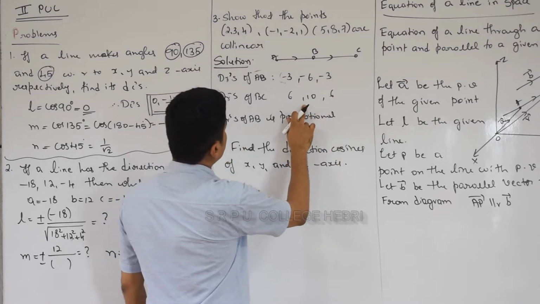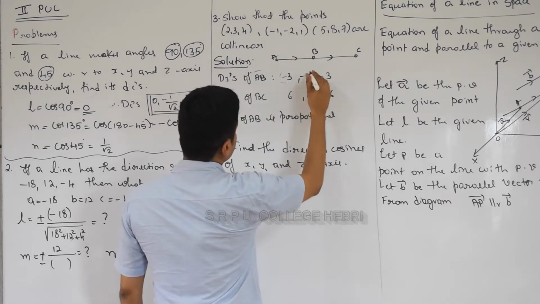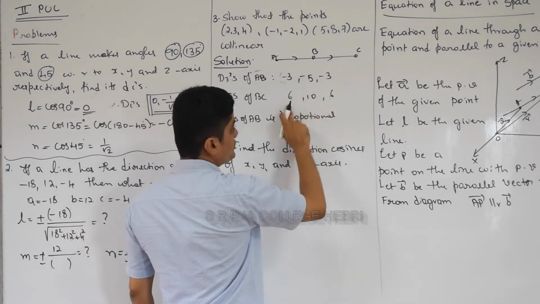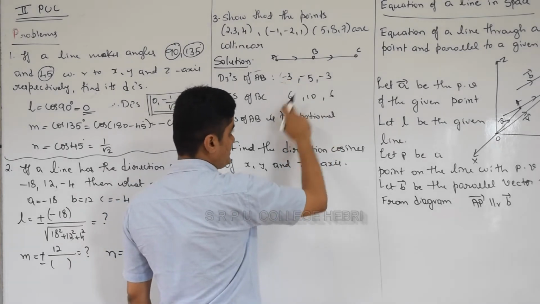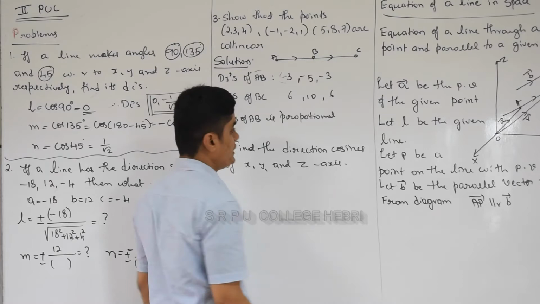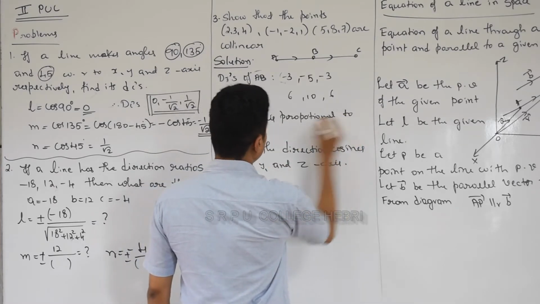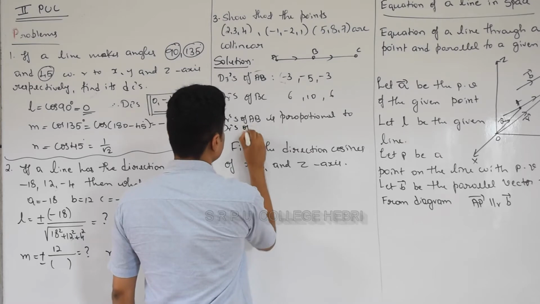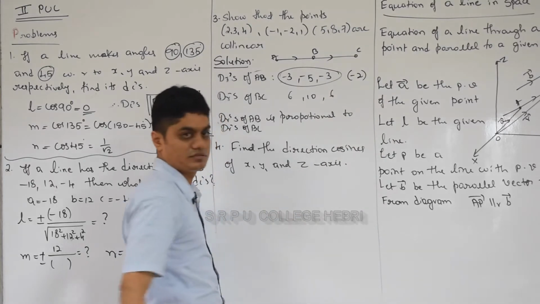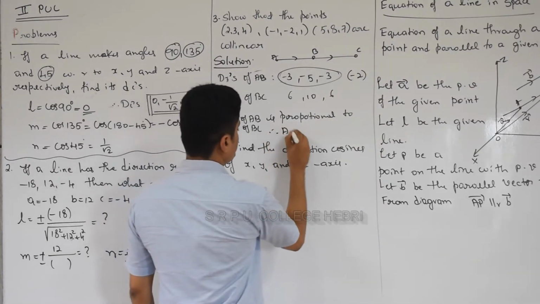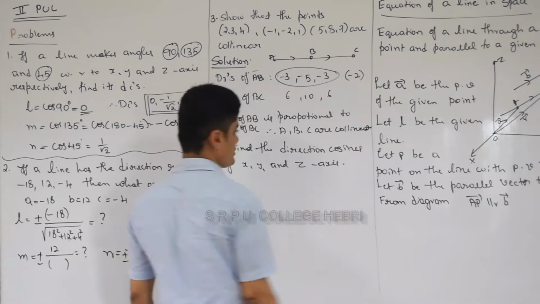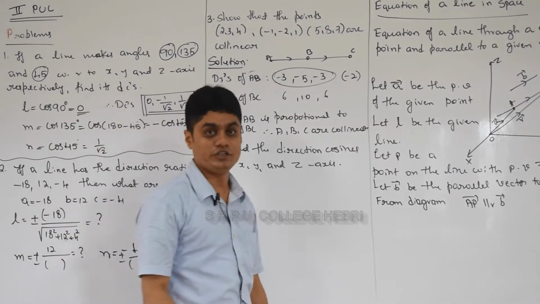Just multiply. This is minus 3, minus 5, minus 3. So multiply by minus 2, you will get this, right? Minus 2 into minus 3 is plus 6, minus 2 into minus 5 is plus 10, minus 2 into minus 3 is plus 6. So the direction ratios of AB are proportional to the direction ratios of BC. Multiply this by minus 2, you will get this. Therefore A, B, C are collinear. Direction ratios will be proportional only if the lines are collinear, not in other cases.